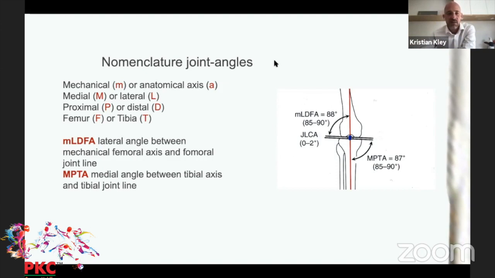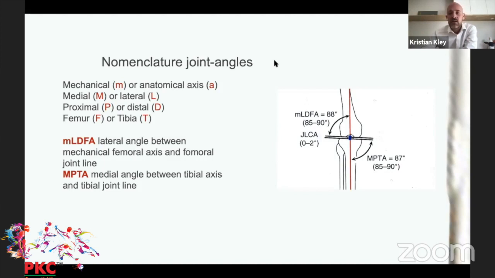But anyhow, you just define the angles and name the ones that are below 90. So this is why it's mLDFA, mechanical lateral distal femur angle, and MPTA for medial proximal tibia angle. And the sequence is always like that. You just give information about mechanical or anatomical. In our case, it's always the M.